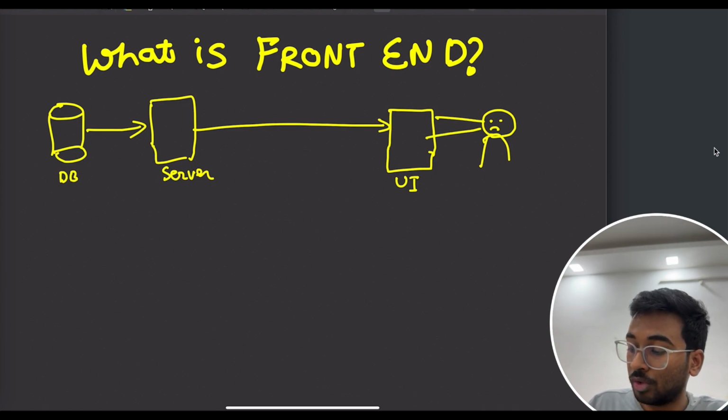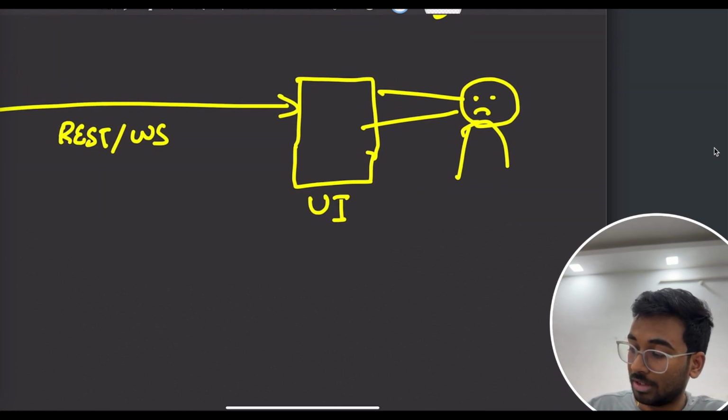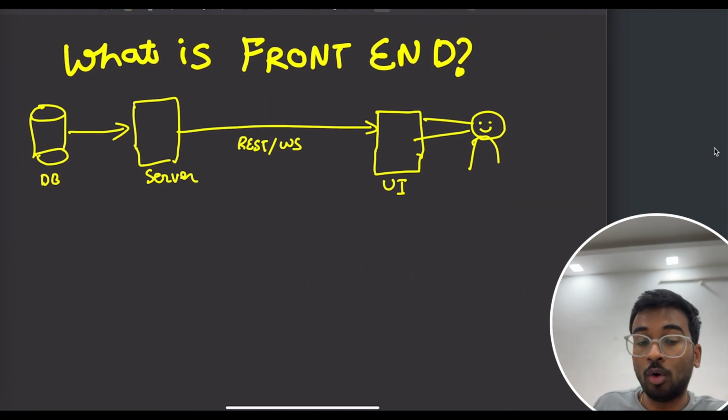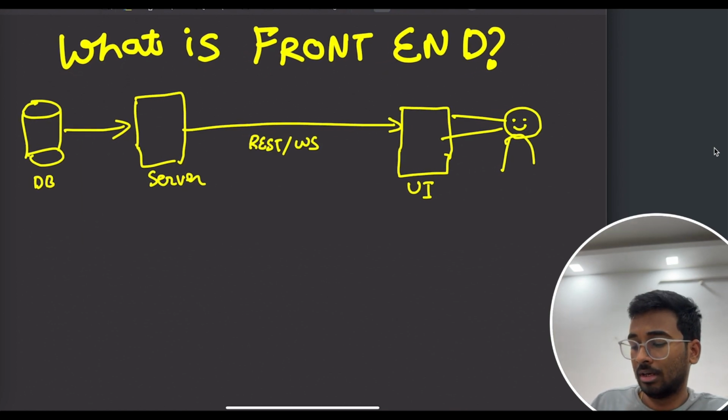This data is usually sent through REST or a WebSocket. Now if you think about this user, he is happy. So let's make him happy. This is the basic flow of how the front end works. Now we have various technologies in the front end, in the UI, and in the database also. But in this video, we'll be talking only about the front end. So let's focus on the front end.